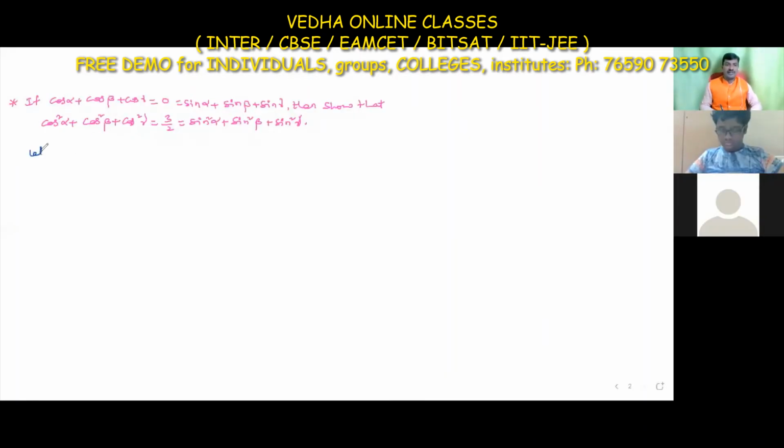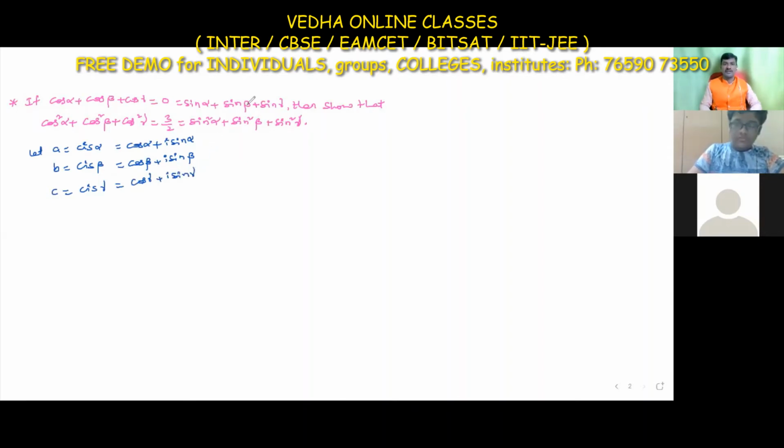So here, let me take A equals cis alpha, B equals cis beta, C equals cis gamma. That means cis alpha is nothing but cos alpha plus i sin alpha, cos beta plus i sin beta, and cos gamma plus i sin gamma. Okay, so these are the A, B, C values.